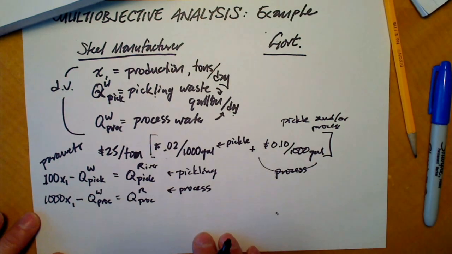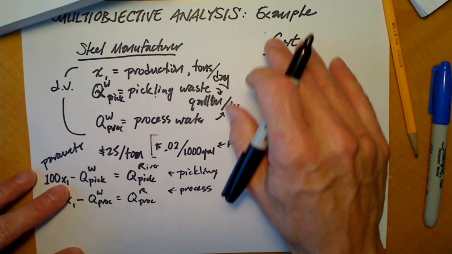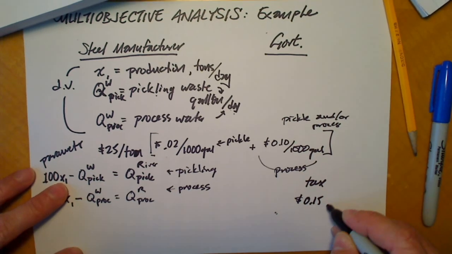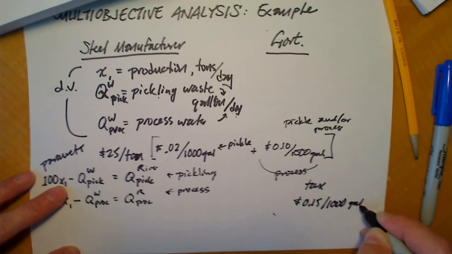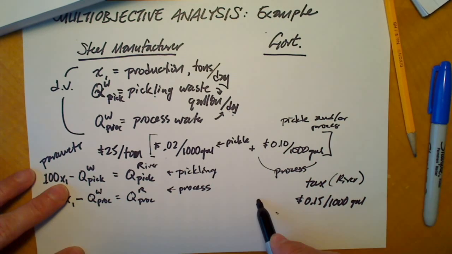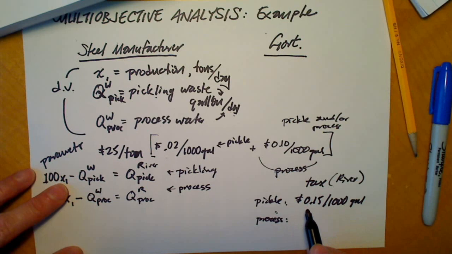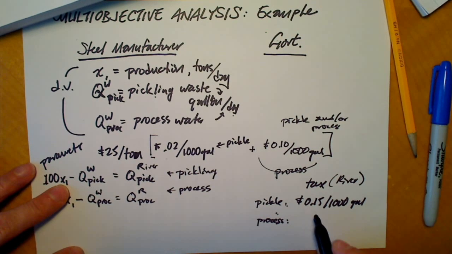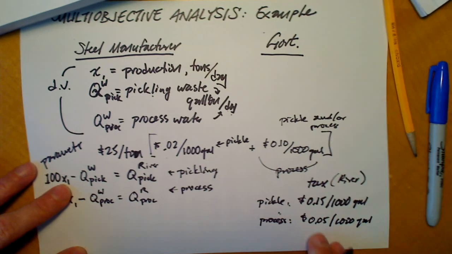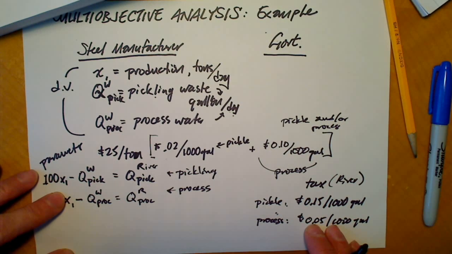We also have, in the simplest version of the problem, tax costs. If the government taxes are known, then there's the tax of 15 cents per 1,000 gallons that's paid for river discharge on the pickling waste. And for process waste, this tax shows up as 5 cents. That's because the pickling waste is stronger, more concentrated than the process waste, so the government might set a higher level of the tax.